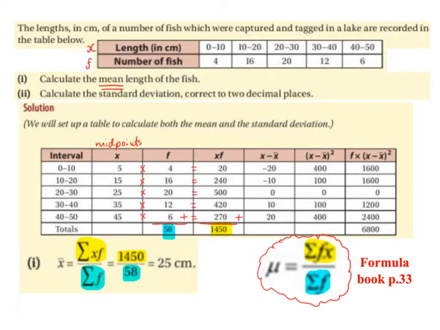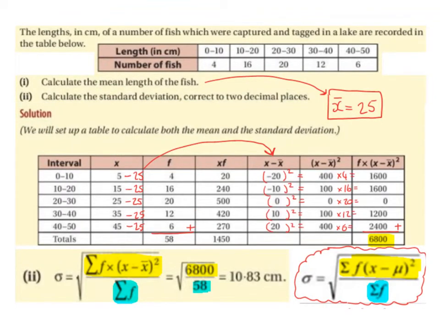Next, we need to work out the standard deviation. So we're going to continue with our table to find the standard deviation. So our next column is x minus x bar. So our x values is this column here, and we have to subtract the mean, which we worked out to be 25. So 5 minus 25 is going to be minus 20. 15 minus 25 is going to be minus 10. 25 minus 25 is going to be 0. 35 minus 25 is going to be 10. And 45 minus 25 is going to be 20.